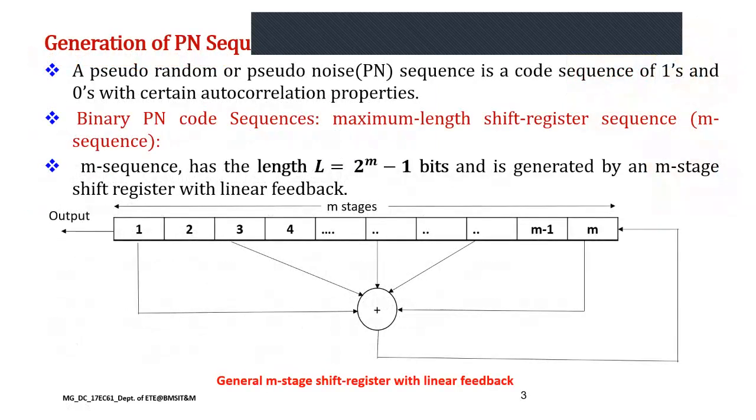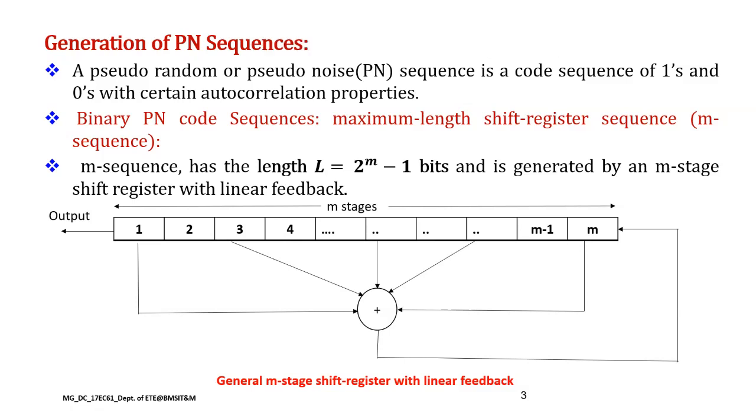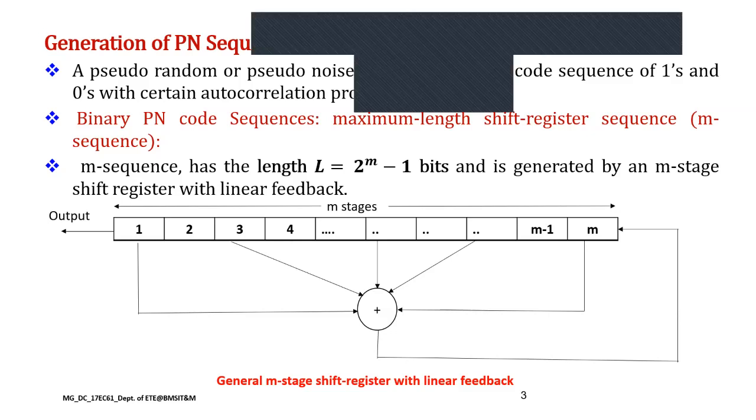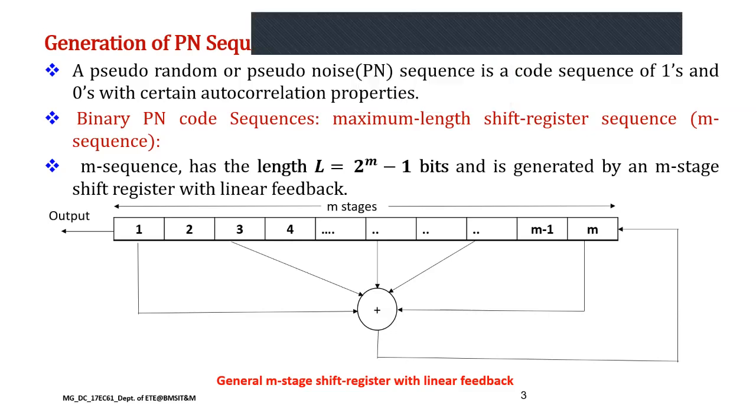As I said, the pseudo random or pseudo noise sequence is a code sequence of ones and zeros with certain autocorrelation properties. It is also known as the maximum length sequence, in short the M sequence. The autocorrelation properties of this PN sequence are similar to the autocorrelation properties of white noise. Hence, it has got the name pseudo random or pseudo noise sequence.